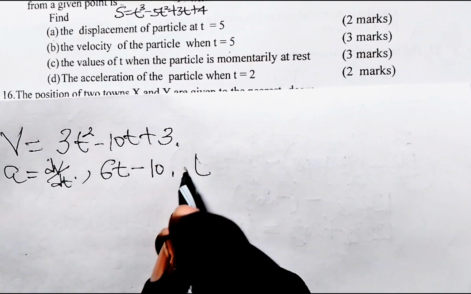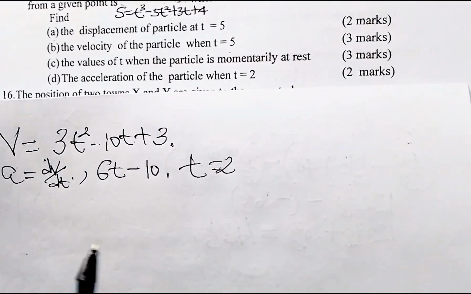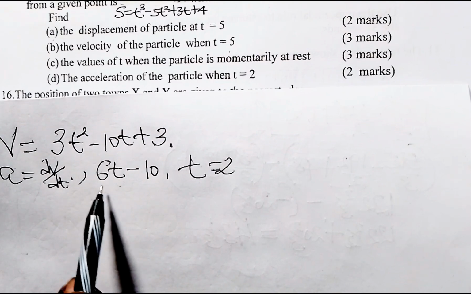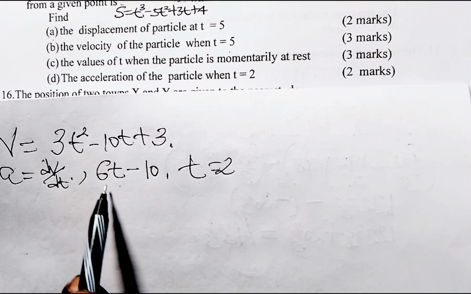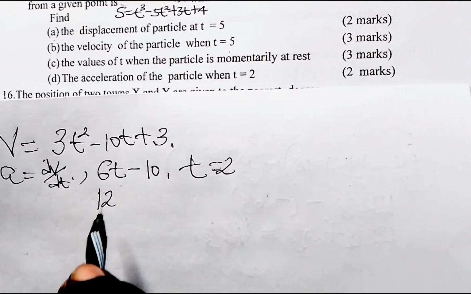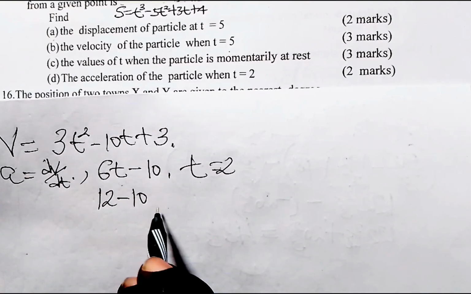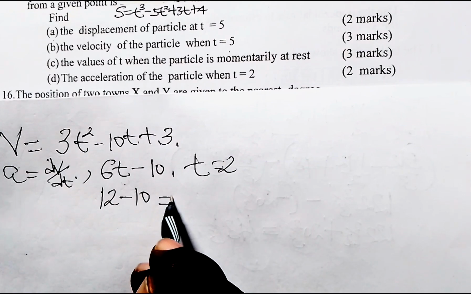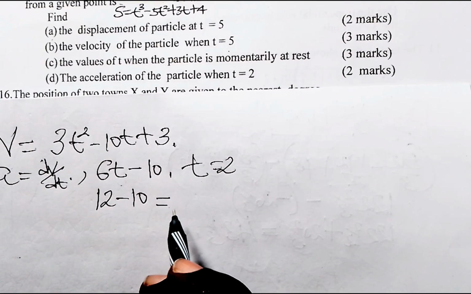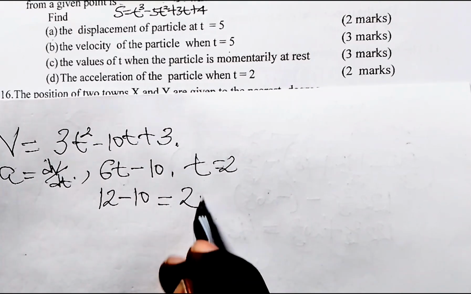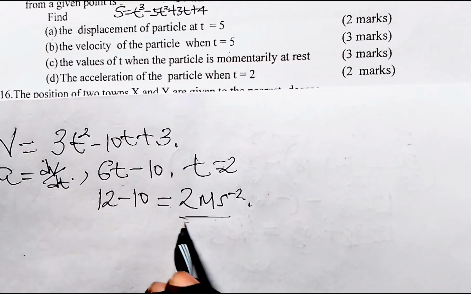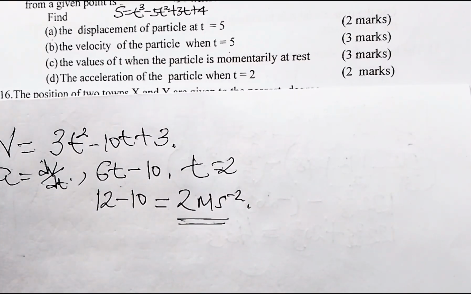And when t is equal to 2, we substitute the value of t here. So 6 times 2 gives you 12 minus 10, which gives you 2 meters per second squared. So that is your answer.